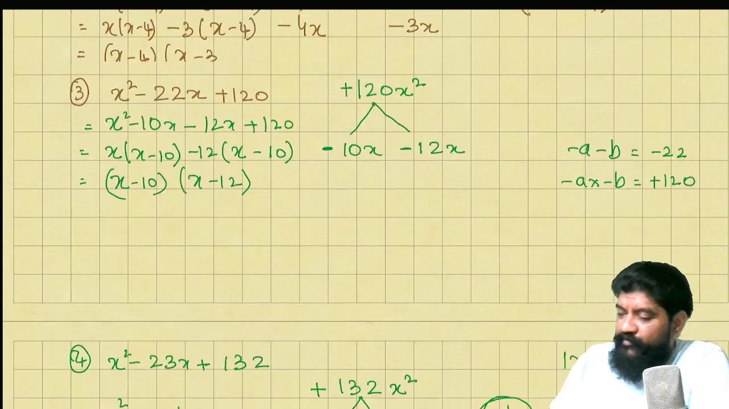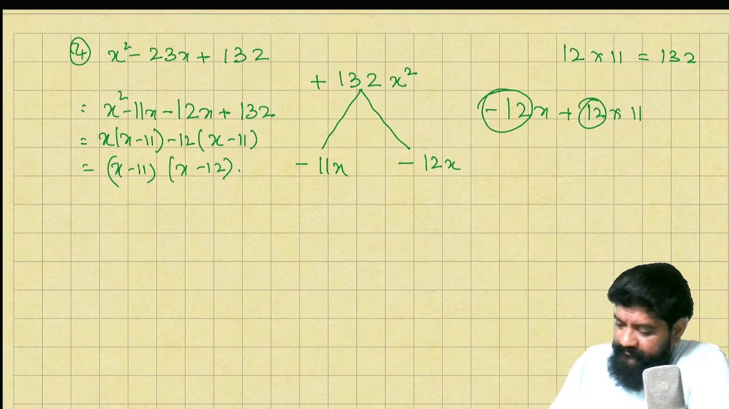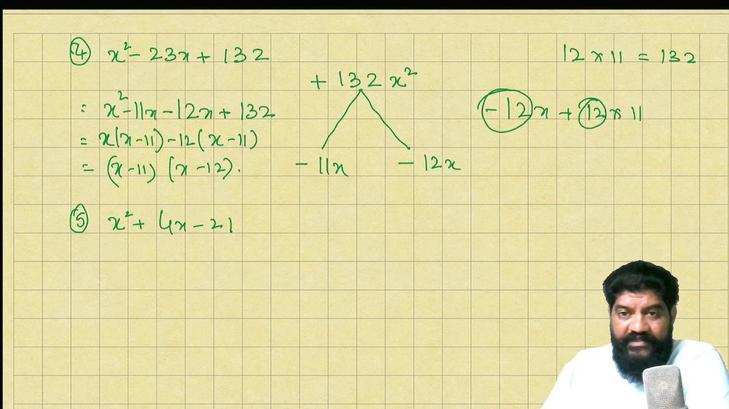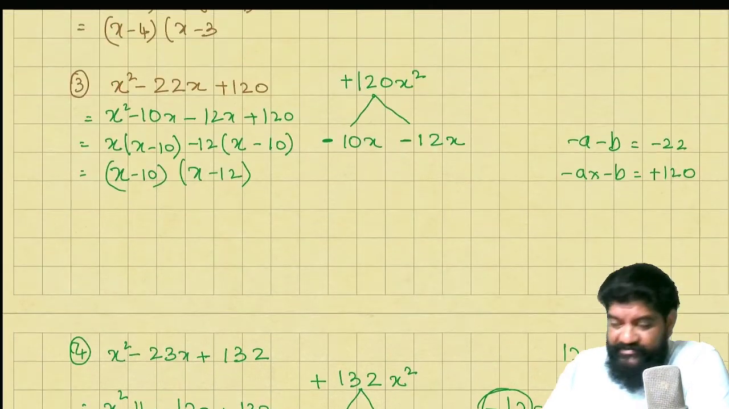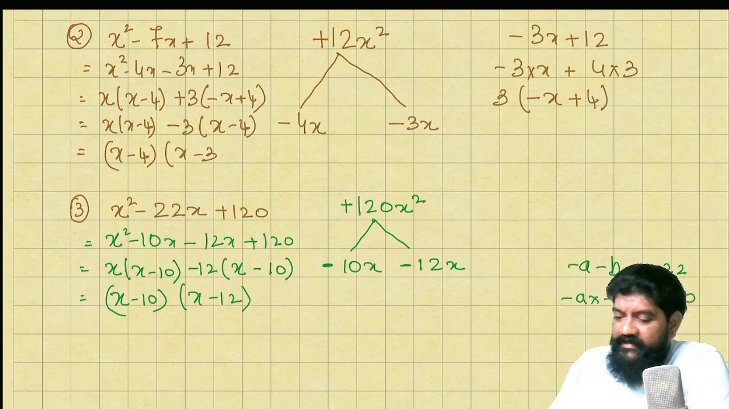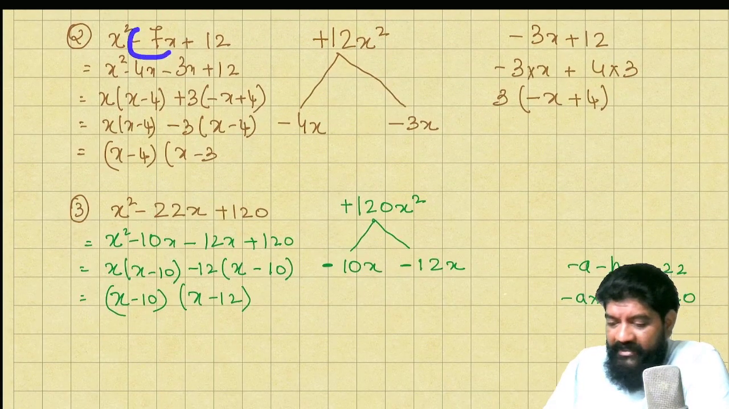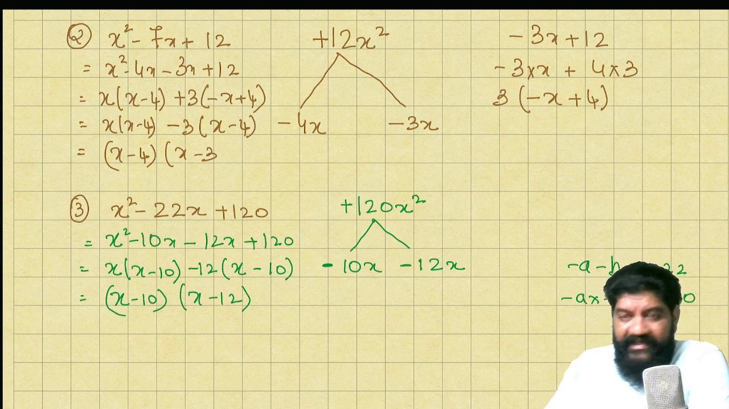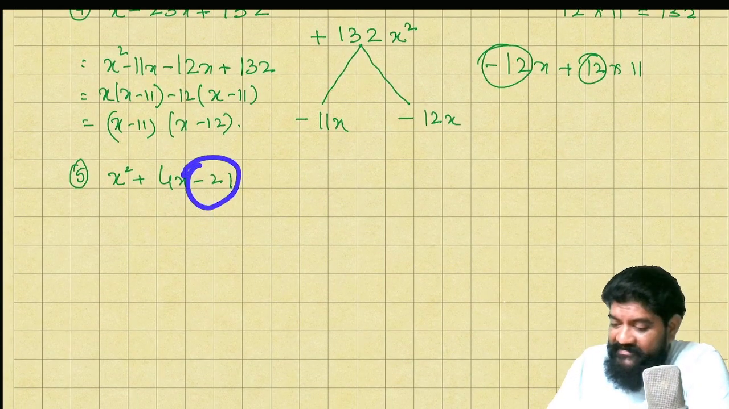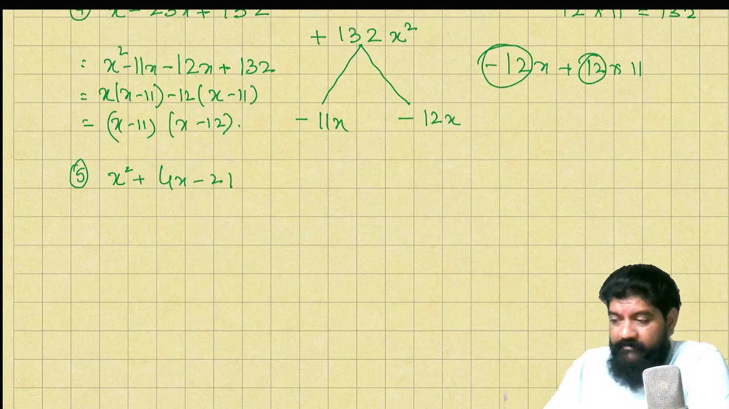Next, x squared plus 4x minus 21. Now you see a change in the question. The first question that we did, all the terms were positive. In the next few questions, the middle term was negative and the last term was positive. Now I can see that the last term is negative and the middle term is positive. Now the method changes a little bit. How? The process is still the same.